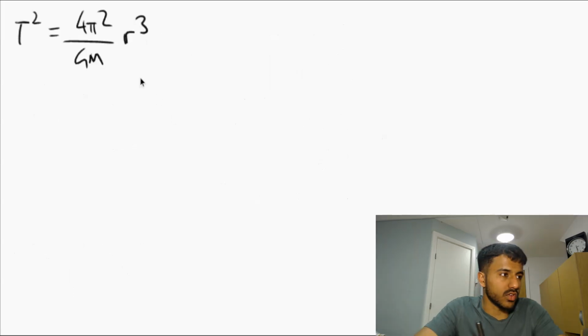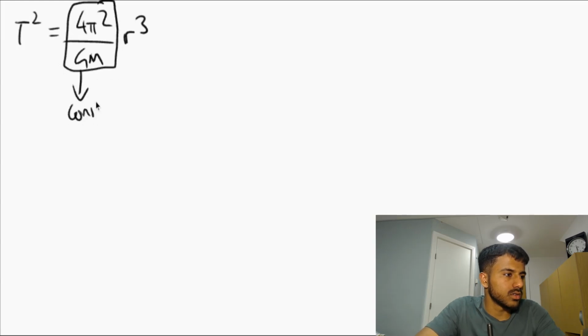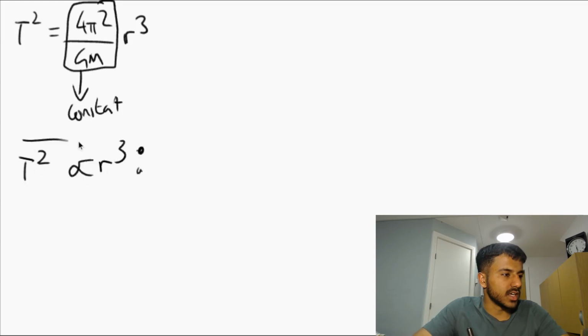You can see here for the same star, this part here is constant. So we can say that T squared is directly proportional to r cubed. And this fact here is what is known as Kepler's third law.